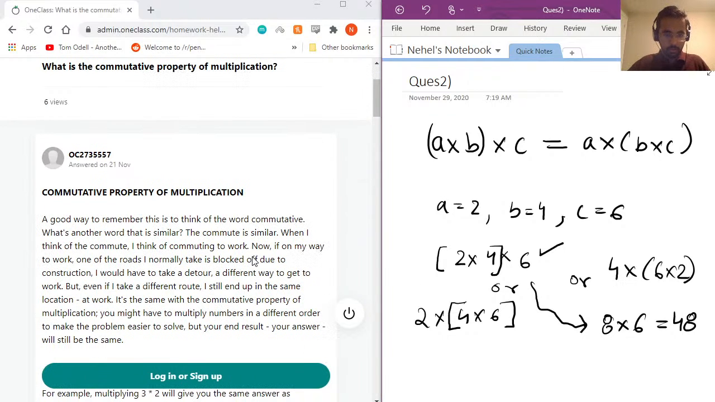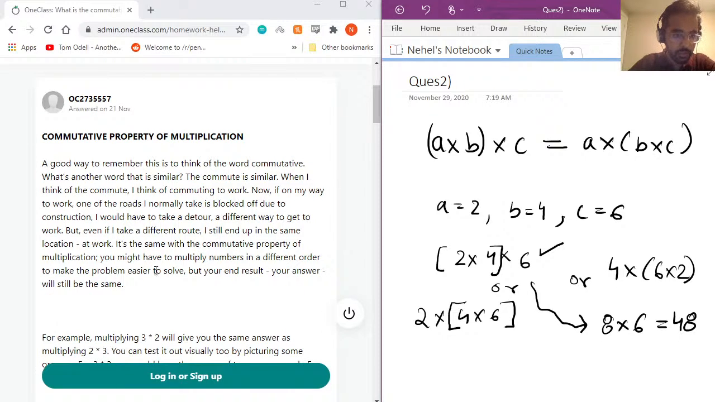Okay, so let's look at the answer here. I think simplification at work, it's the same commutative property. You might have to multiply numbers in different order to make the problem easy to solve, but your end result, your answer, will be the same.